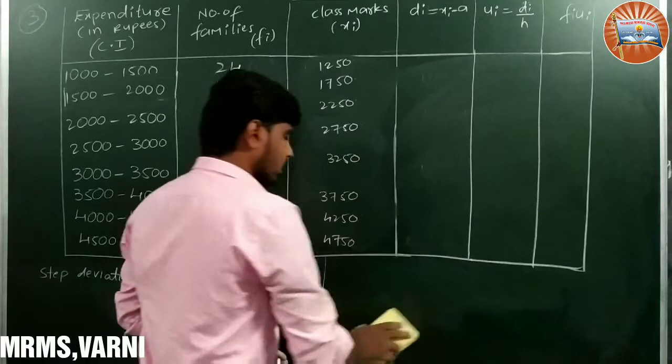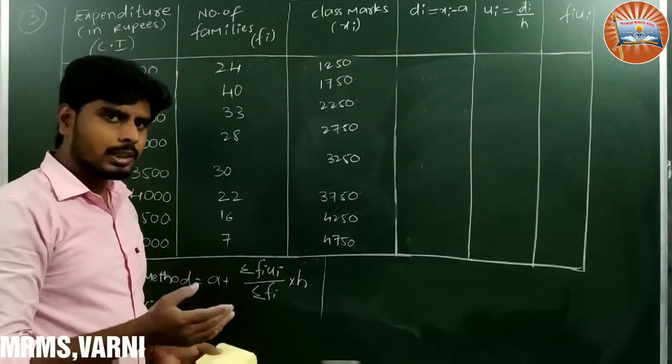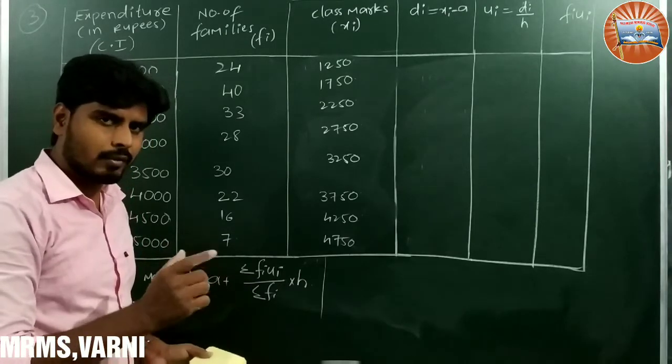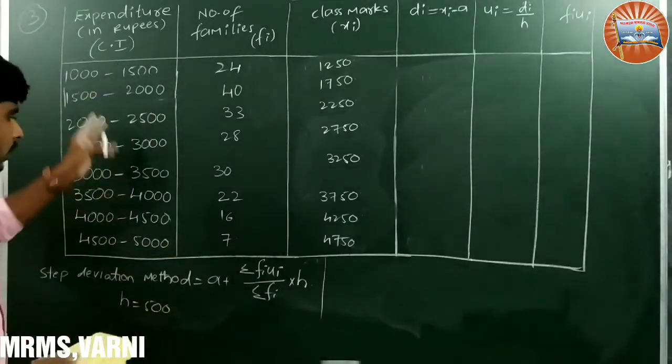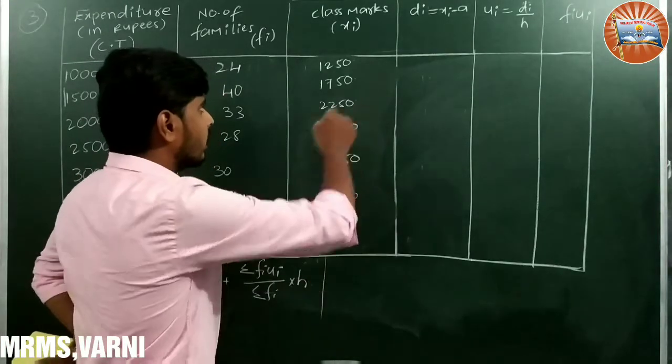When is it possible? If all the class intervals have the same difference. It means the class size is the same for all the class intervals. Then only it is possible. Now we shall see for Di.